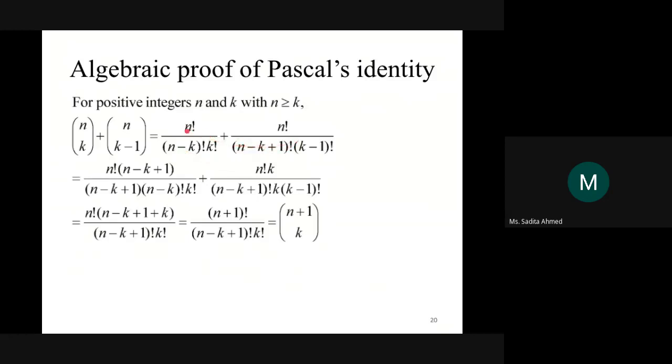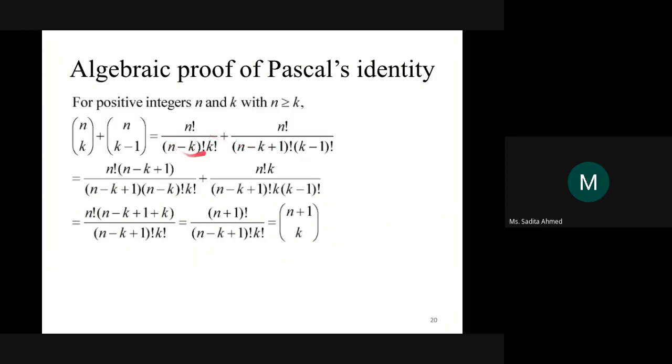Look at what we have in the denominator. N minus k factorial here, n minus k plus 1 factorial and k minus 1 factorial here. Now, in these cases, it's smarter to look at the bigger factorial, because it's easier to go to the bigger factorial from the smaller factorial.